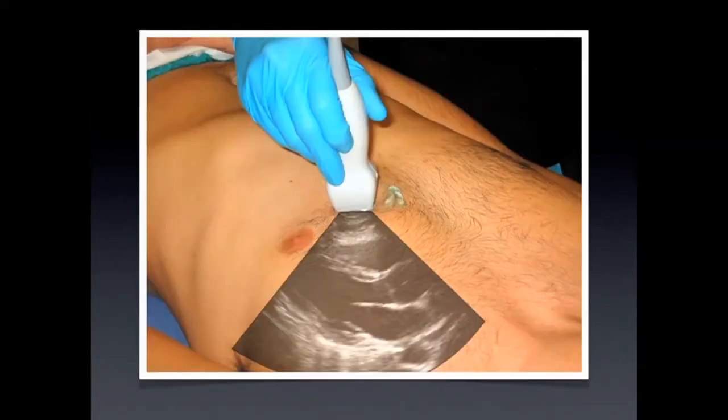I want you to place the probe on the left parasternal border at the level of the 4th to 5th intercostal space. The probe has an indicator. It's a small dot. I want you to make sure that that dot is pointing towards the patient's right shoulder.